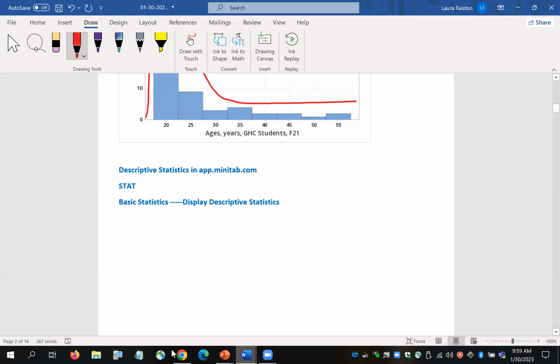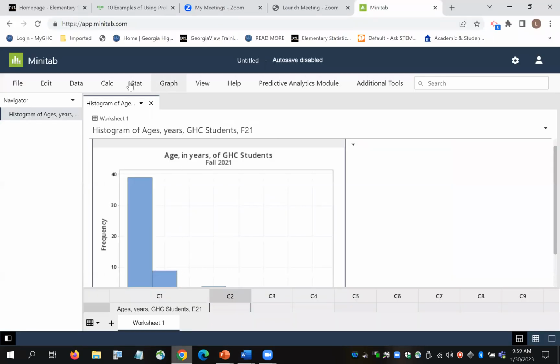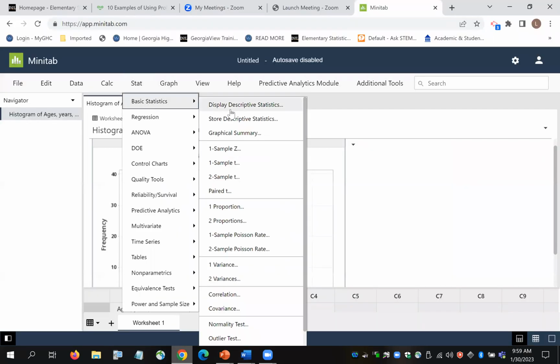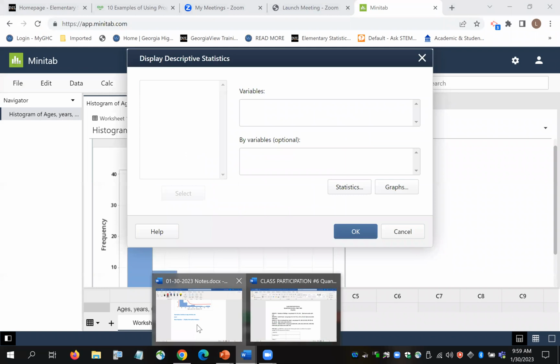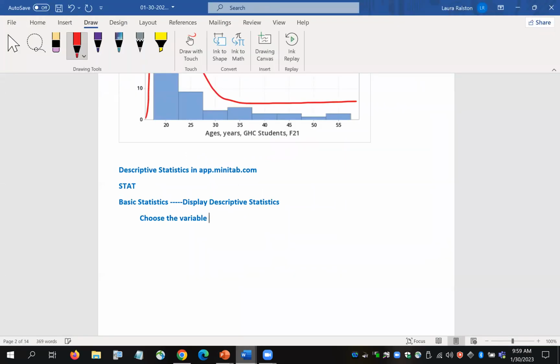Okay, then I got to check to see because I don't remember them. I just know the clicks. Display. Okay, then we're going to choose the variable. Okay, let me get you the clicks. Okay, so then you're going to choose the variable.